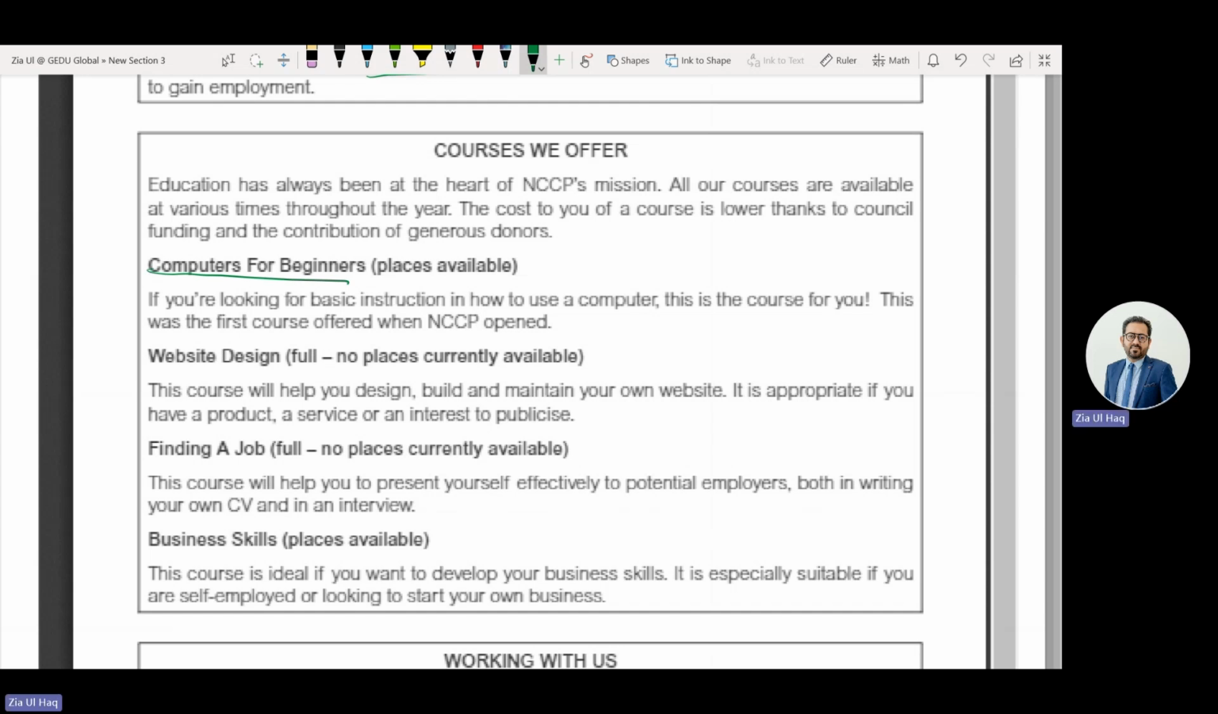But might be nowadays, people are studying computers even in their early education. 20 years ago, obviously, people were not studying computers in their early education at school level, but nowadays, the basics of computers, people are studying at their early education in school level. So that's why it might not be in demand nowadays.